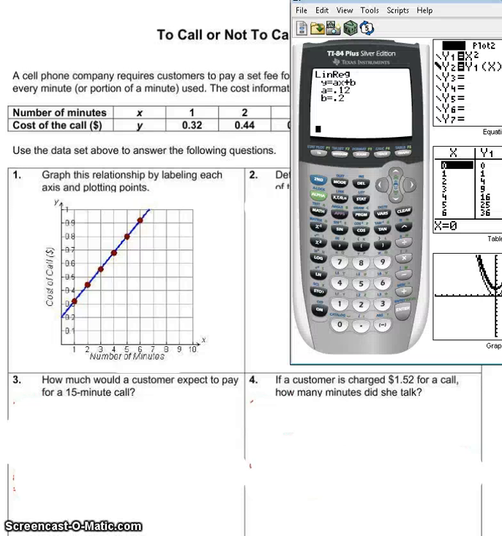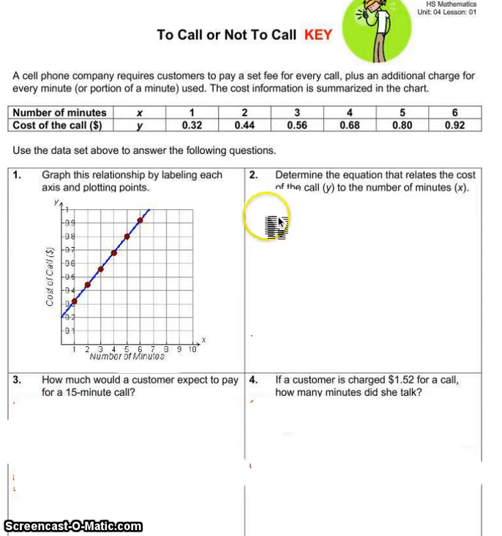Okay. So that equation is 0.12x plus 0.2, and that's the same as 20 cents. So your equation should look like this. So now I want to know how much a customer would expect to pay for a 15-minute call. So I know that my 15 minutes is my variable. And remember we talked about how the number of minutes is my x, right? So I'm going to plug in 15 for x, and then I'm going to solve the equation. And your equation should look like this.